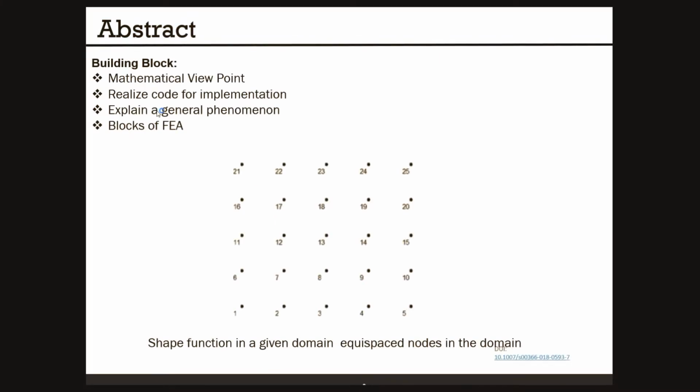So yeah, we will realize the code implementation, and explain the general phenomenon and blocks of FEA. From that paper I have found this type of shape function with equispaced nodes in the domain. So in the end of the video I will try to make this type of shape with the code.